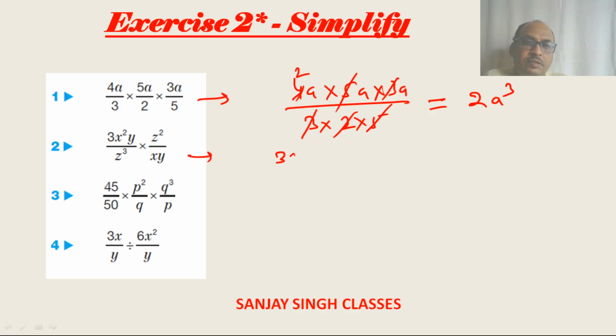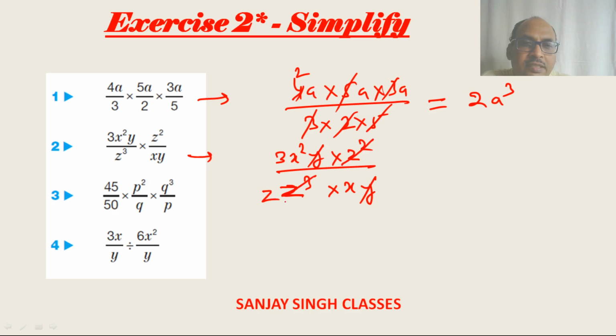Here 3x square y into z square, right? And z cube into xy. So this y and y has got cancelled. Z square will cancel this z. Okay. Then this x will cancel this one x. So it will be 3x divided by z. For this one, okay, right.